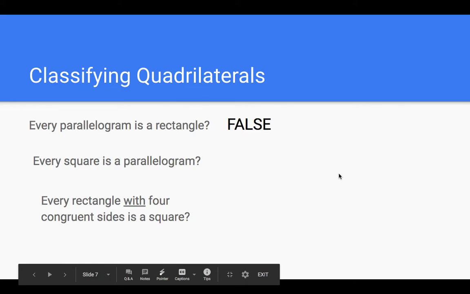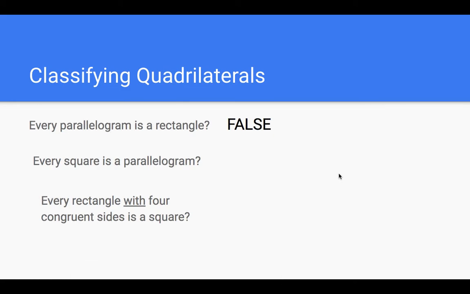Answer that for yourself. Pause the video if you need some time to think about it. Every square is a parallelogram. That's true. The square is in the parallelogram club, so every square is considered a parallelogram as well.